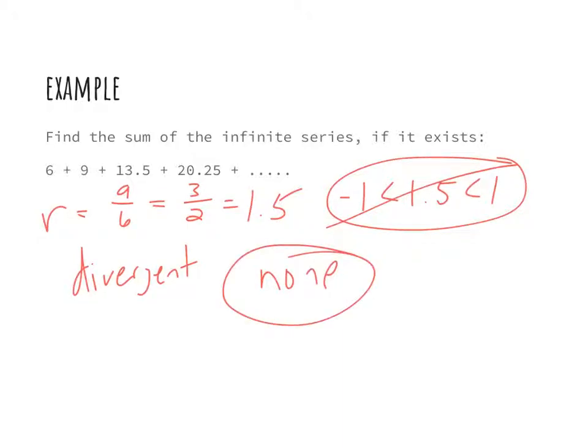So when it comes to the check-in and the quiz, we are going to write none when it asks us to find the sum, if it exists, of a divergent series. So make sure we pay attention to that. We want to write the word none.